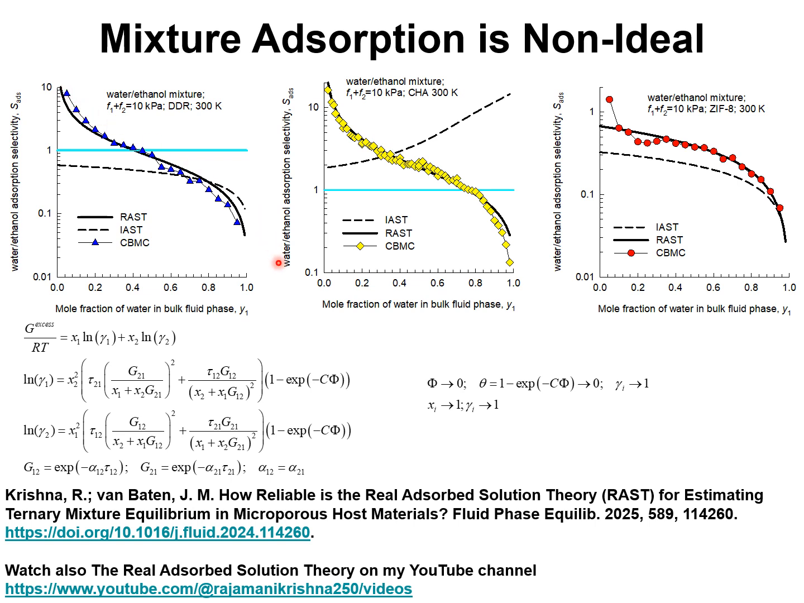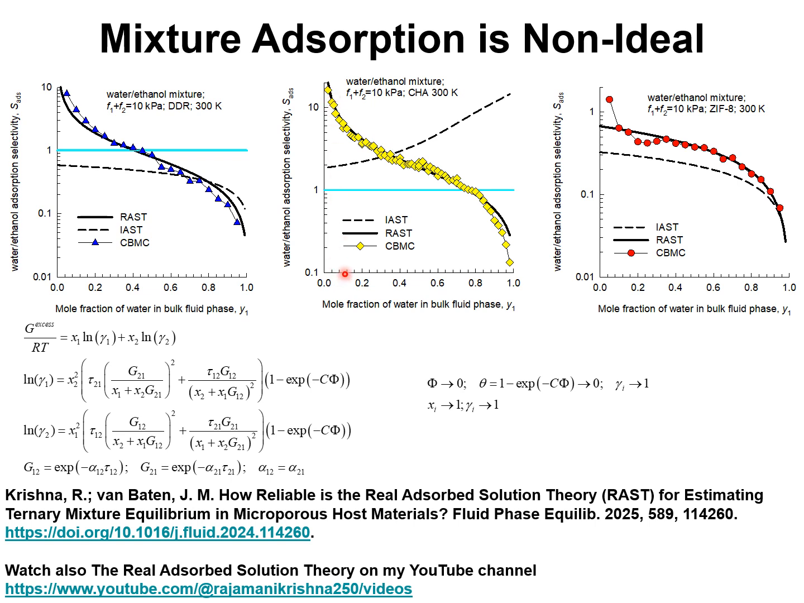The CBMC data can be fitted with the real adsorbed solution theory, with introduction of activity coefficients in the adsorbed phase mixture. If we use the ideal adsorbed solution theory, this anticipates that the water-ethanol adsorption selectivity is always in favor of ethanol and no selectivity reversal is anticipated. This has been discussed in my paper in 2025 in Fluid Phase Equilibria. These are the results for DDR zeolite. For chabazite, we have an analogous situation.